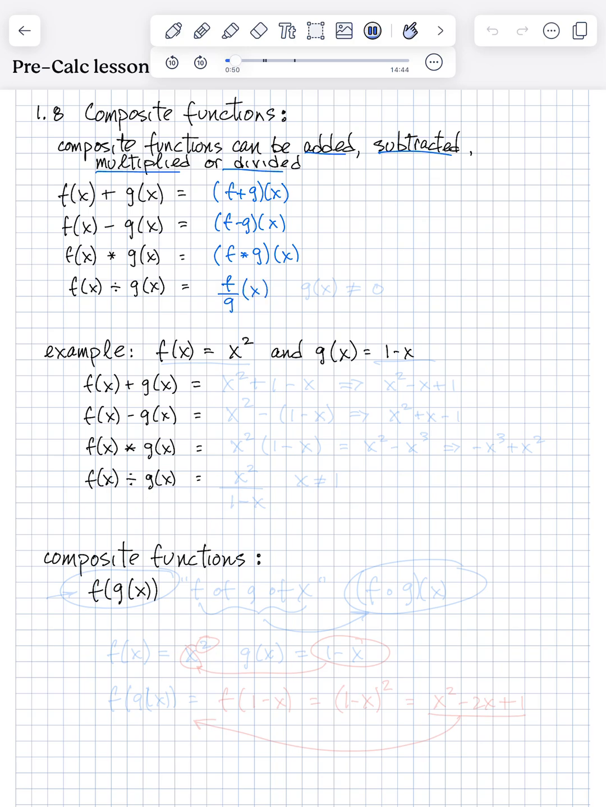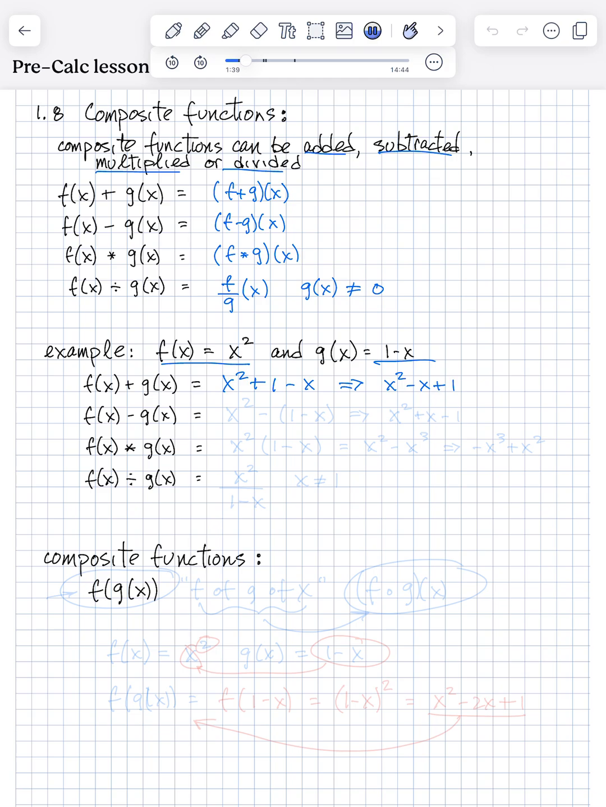But in this case, you have to specify that g of x is not equal to 0, because if it was, you would get in a lot of trouble. Okay, in the first example, let's say f of x is x squared, g of x is 1 minus x. So we're going to add these, f of x plus g of x. So that's going to be x squared plus 1 minus x, and then put it into a more familiar form. So it's going to be x squared minus x plus 1.